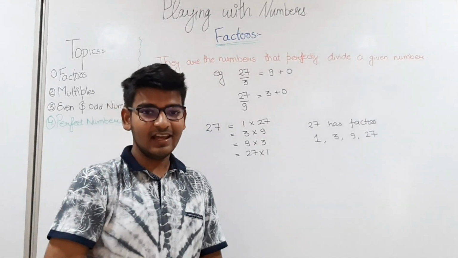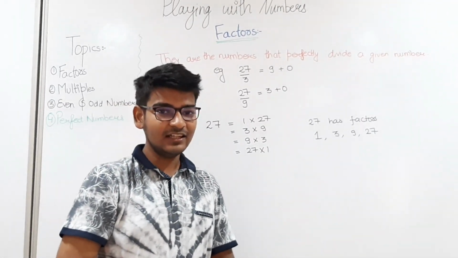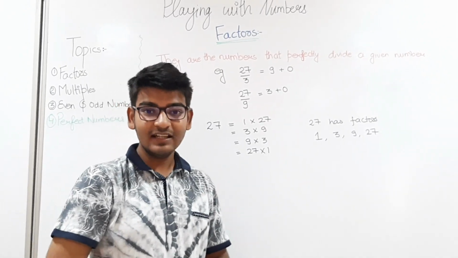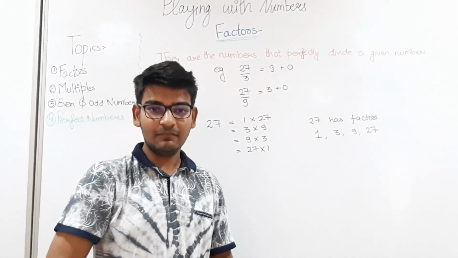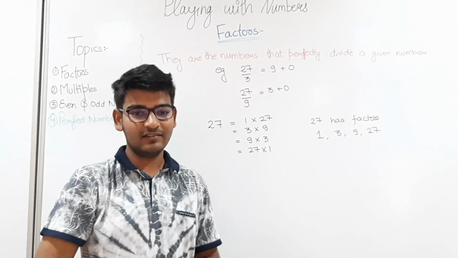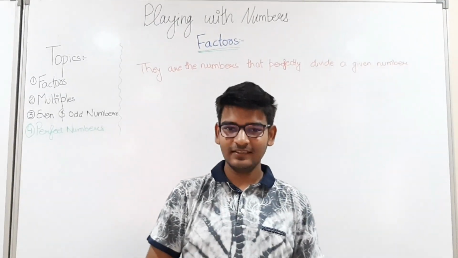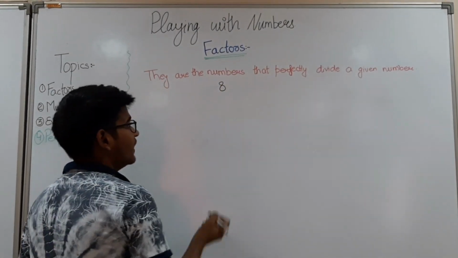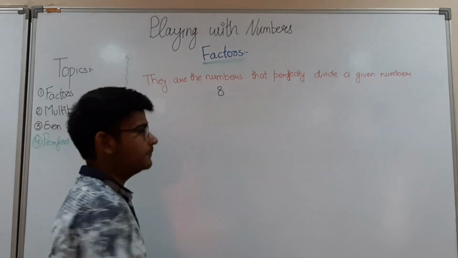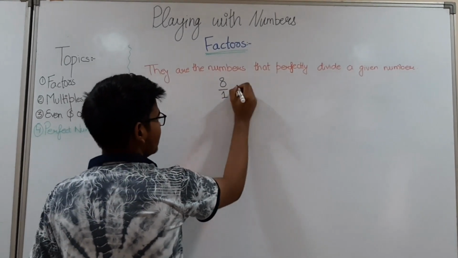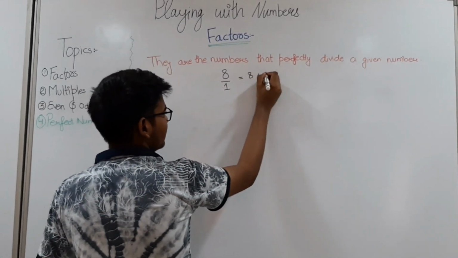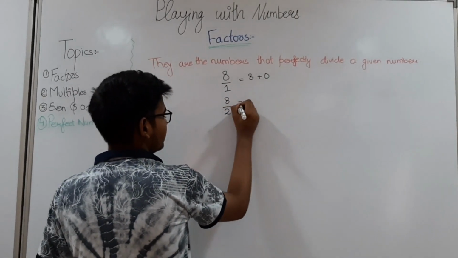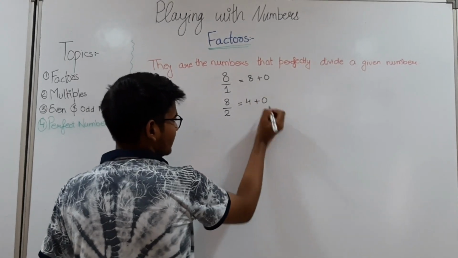Also remember that every factor is always less than or equal to the number whose factors are to be found out. 1 is a factor of every number, and the number itself is also a factor of itself. So let's take another example. Let us take the number 8. Now let us start from 1. 8 divided by 1 is equal to 8, remainder 0. 8 divided by 2 is equal to 4, remainder 0.